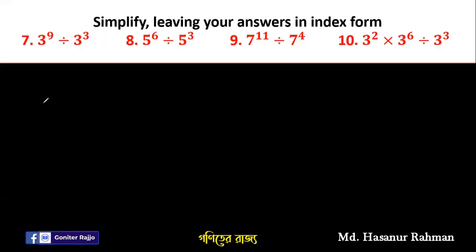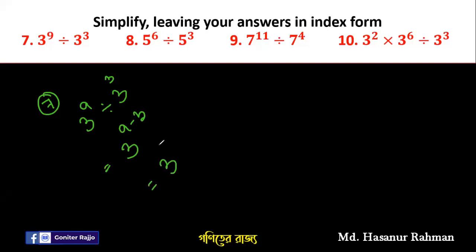Now number 7. Number 7 says 3 to the power 9 divided by 3 cube. We know that if there is a multiplication between two bases, then we add the powers if the bases are the same. And if there is division, then we subtract the powers. So it will be 3 to the power 9 minus 3, and that will be 3 to the power 6. We can easily solve it. That means to divide, we subtract the indices. Very simple.